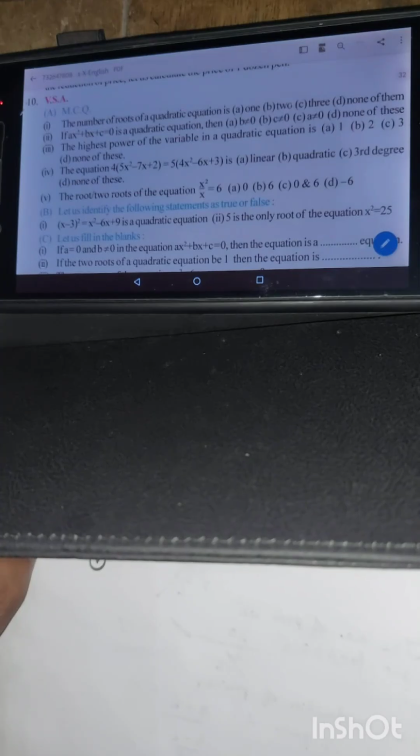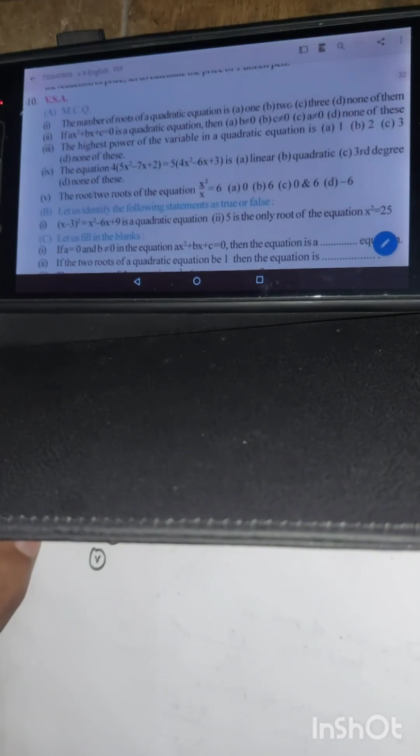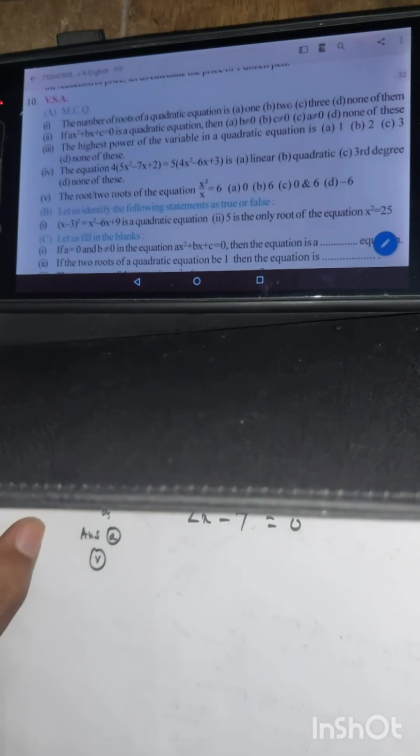Roman 5, the root or roots of the equation x square by x equal to 6 is, okay.